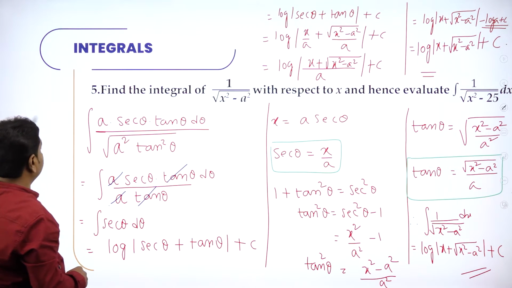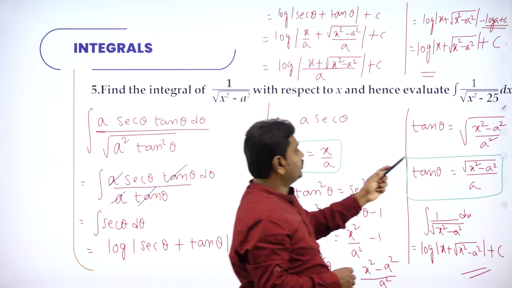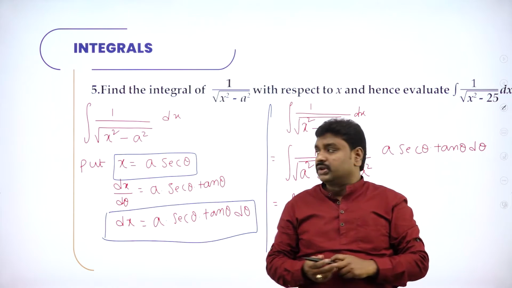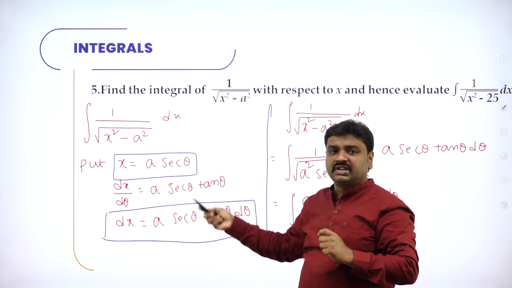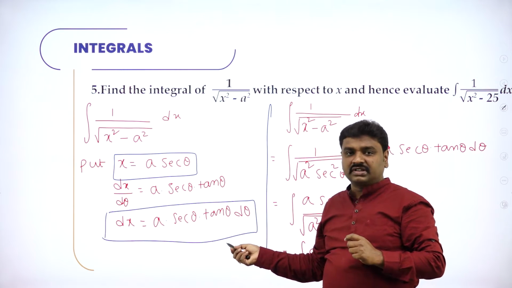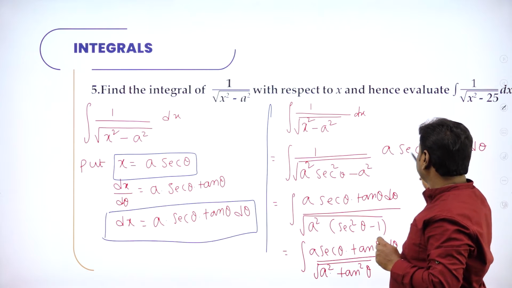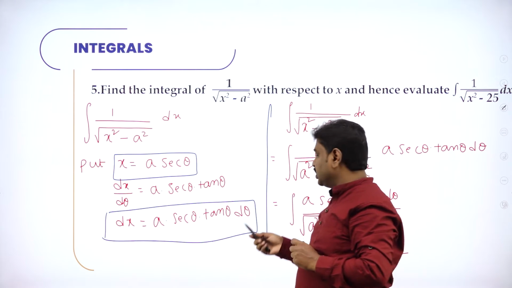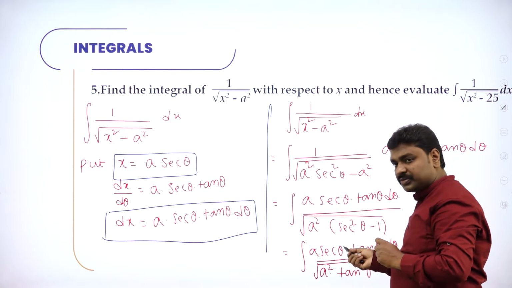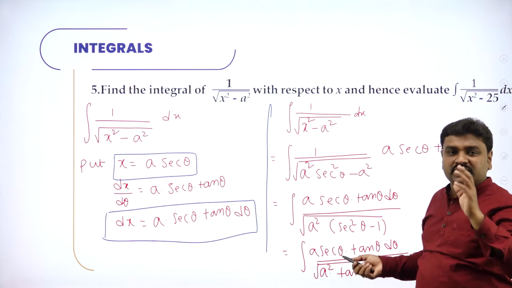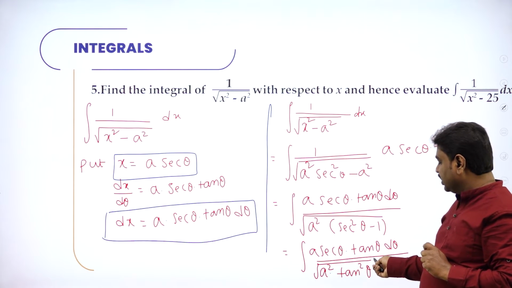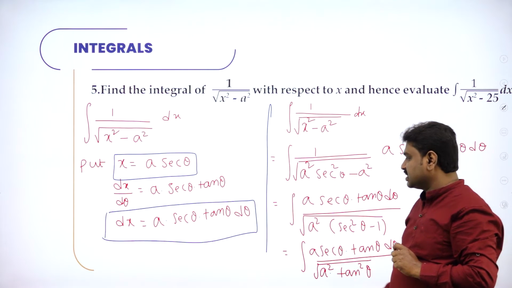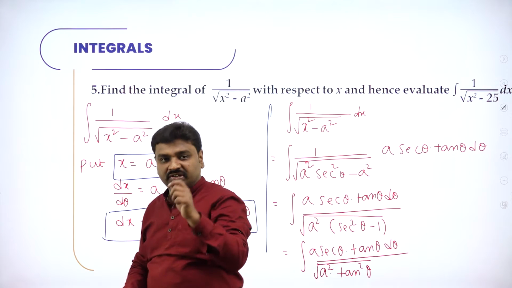Let me explain. Here we should just do a substitution. As soon as you see x square minus a square, the substitution is to put x as a secant theta. When you differentiate, you get a secant theta tan theta, so dx is a secant theta tan theta d theta. In these two, take a square common, it becomes secant square minus 1. All of you know secant square minus 1 is tan square. Root of a square into tan square becomes a tan theta. Tan theta and a cancel, and you'll be left with just the integration of secant theta.